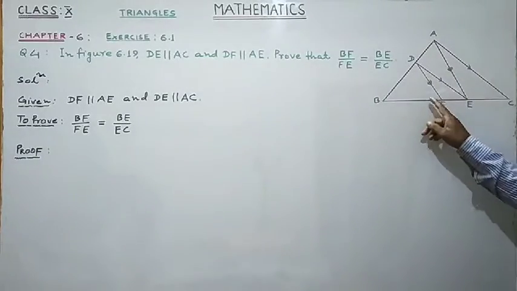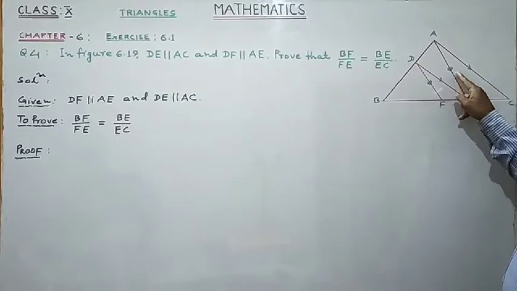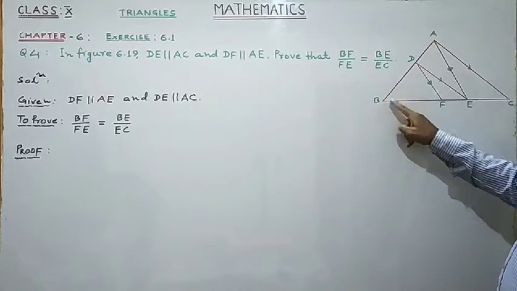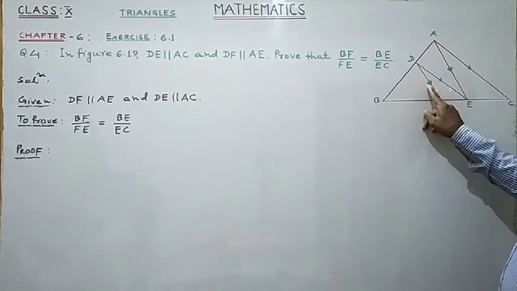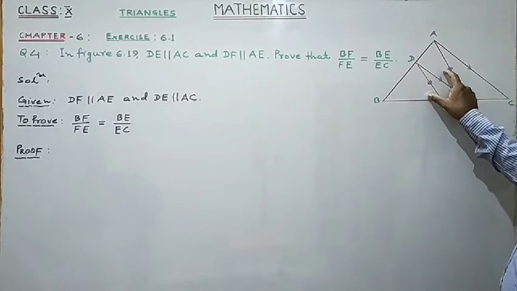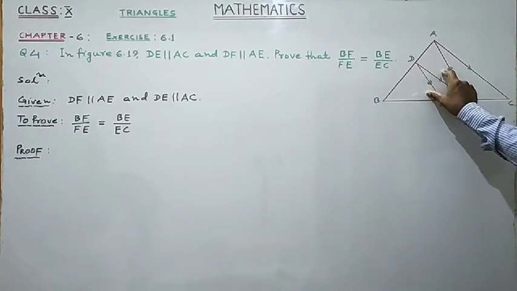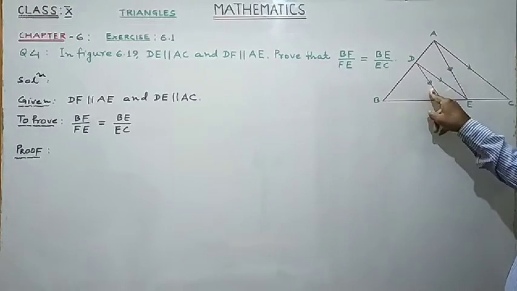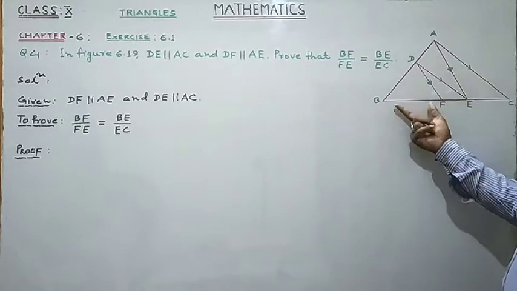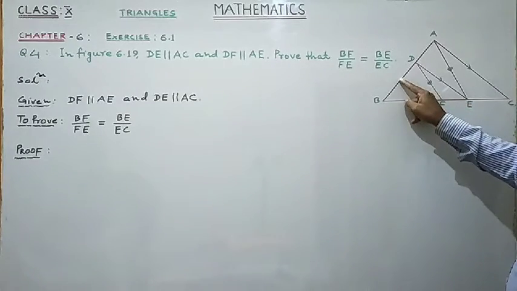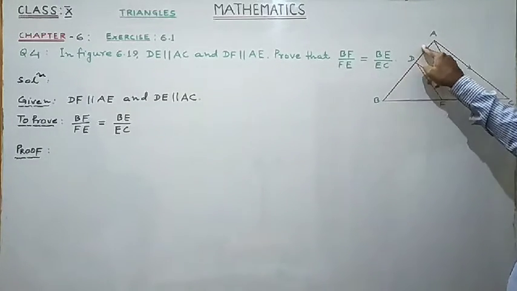In the given figure, DF is parallel to AE. So in triangle ABE, DF is parallel to AE. So applying basic proportionality theorem in triangle ABE, where DF is parallel to AE, we can write BF by FE is equal to BD by DA.